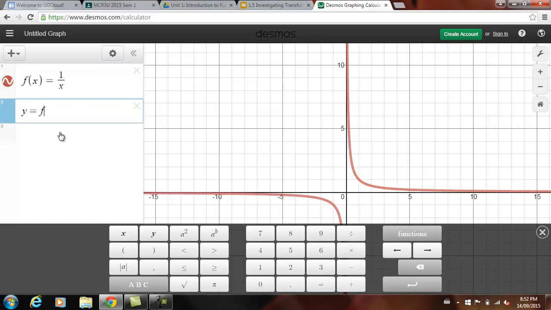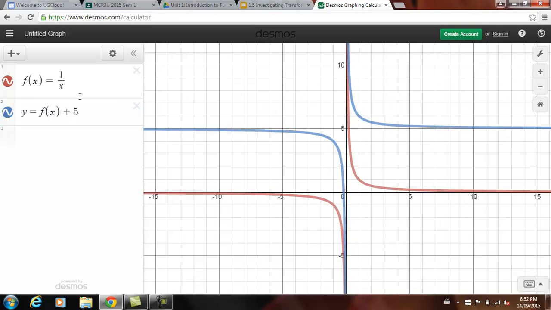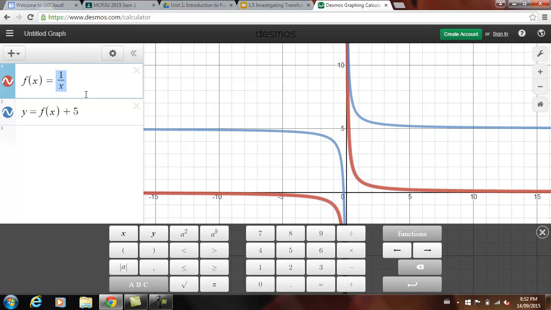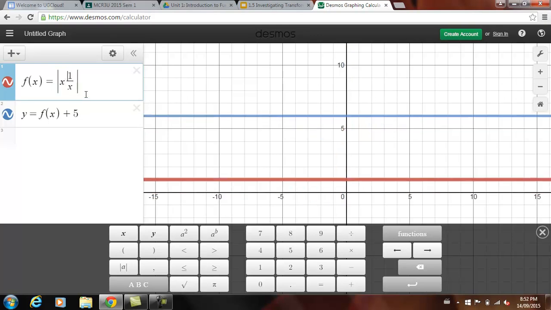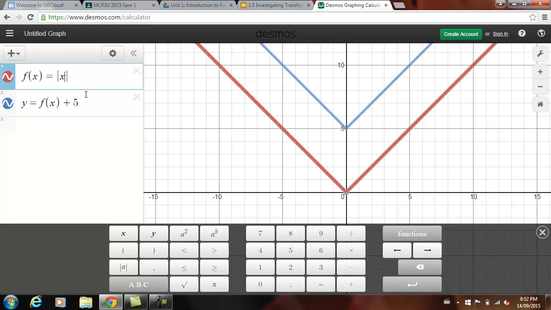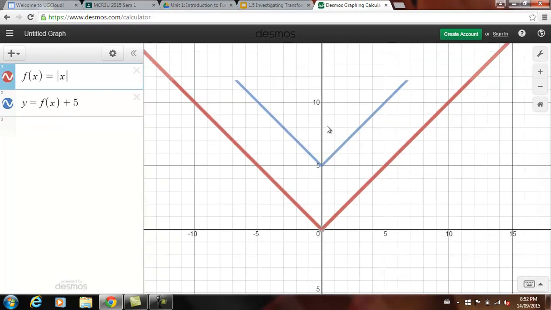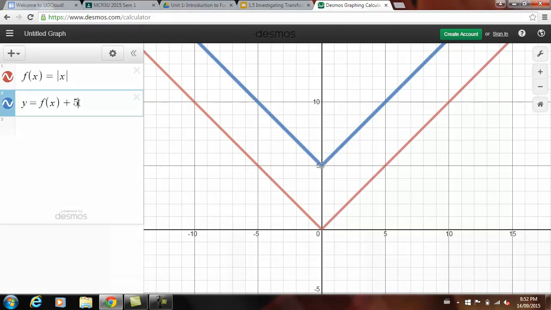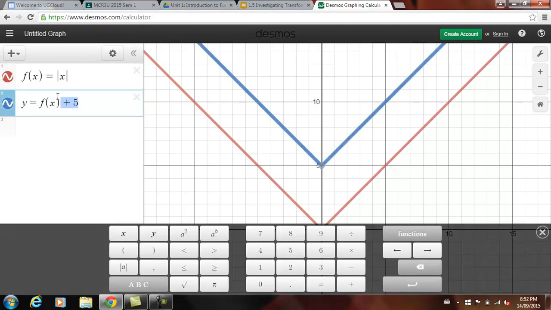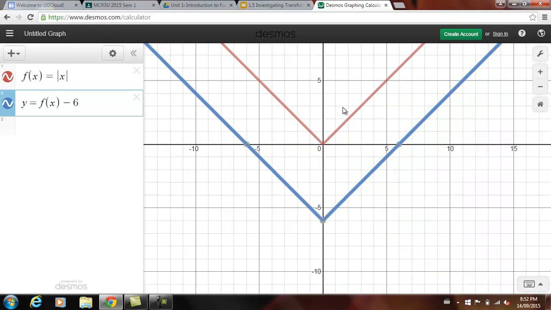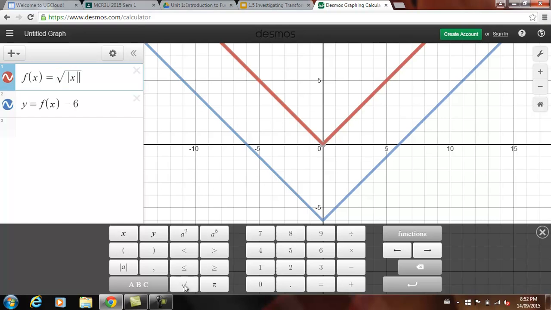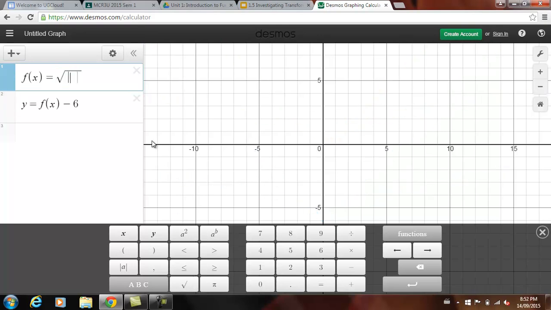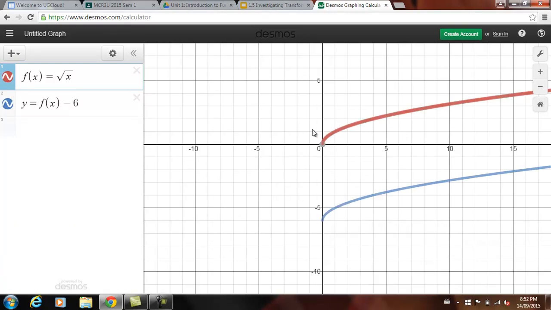We can make this f of x plus 5, and then when we change this to the absolute value, you can see the effect. And then if we change that to a minus 6, you can see what happens after that. Then if we change this to the square root of x, that's kind of neat. The blue graph is f of x minus 6.